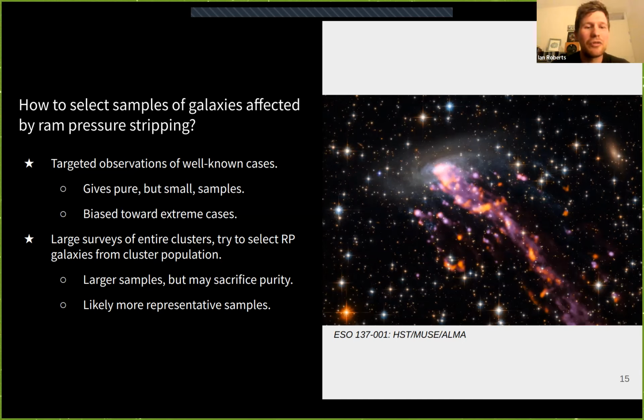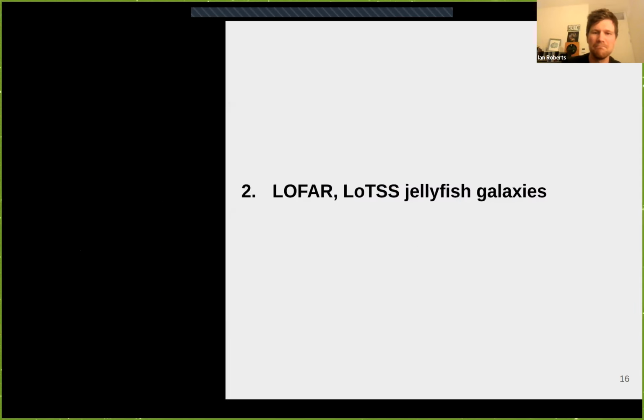That's it. If you do have a way to do this where you can survey entire clusters, you're going to end up with a more representative sample, because you're going to be looking at all of the galaxies in that cluster, not just the most spectacular ones. So this is where I'm going to talk about LOFAR, because I'm going to argue that LOFAR, in doing these radio continuum observations, in particular at low frequencies, is a way to bridge the gap between these two approaches. So to do really wide area search that covers entire clusters, but also to probe a component of the galaxy which is actually readily affected by ram pressure stripping, as opposed to, for example, the stellar disk, which is quite resistant to ram pressure stripping.